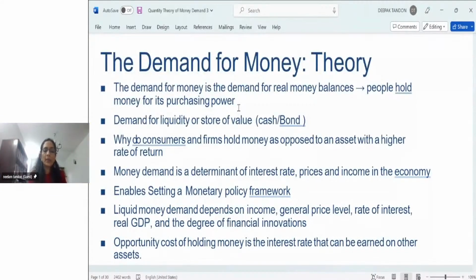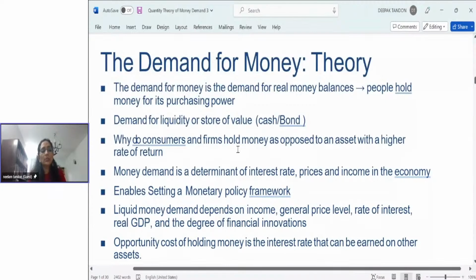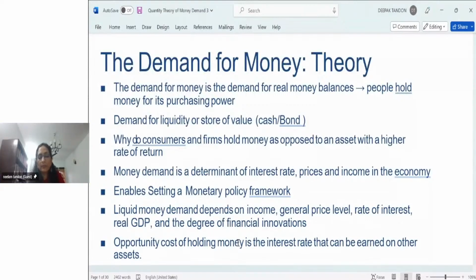Then the next concept we have shared, opportunity cost. So opportunity cost of holding money. What do you mean by opportunity cost of holding money? So one is that you have cash.